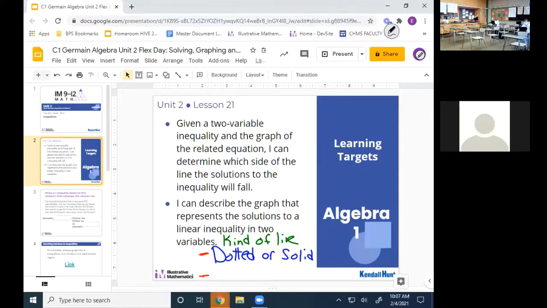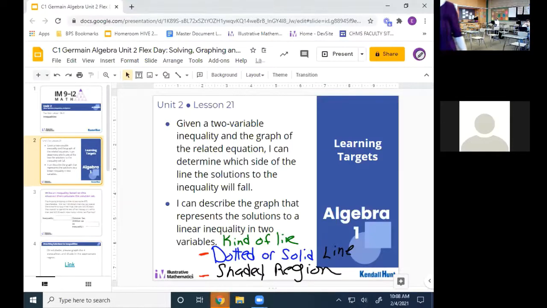Then what's the other piece that we need to think about and discuss? Shading. Like what we did in our work yesterday. The shaded region.